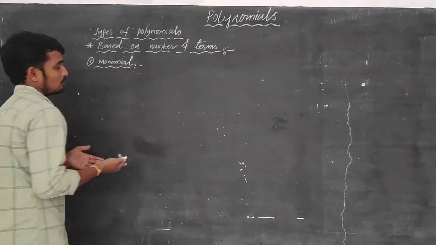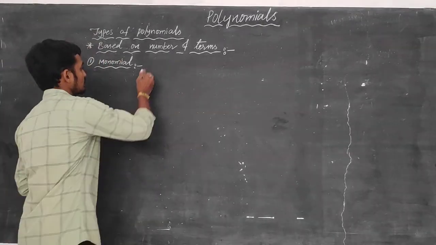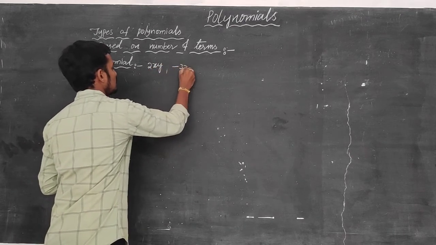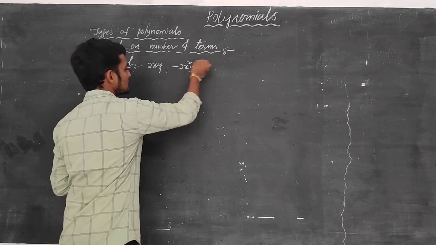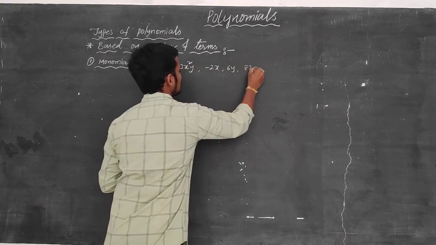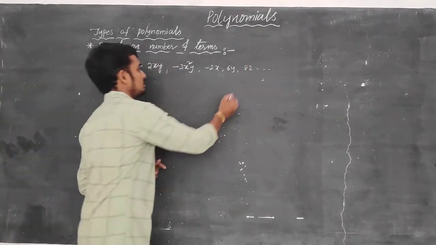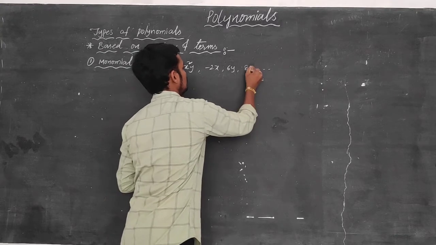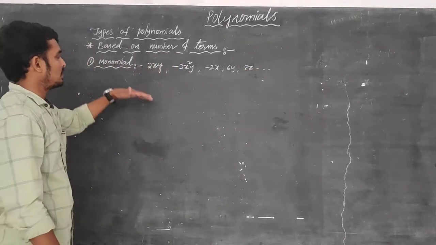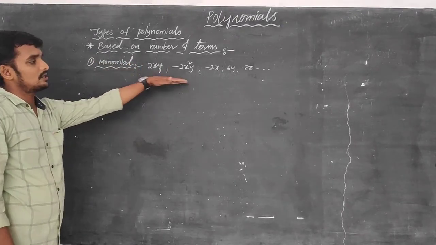Write some examples of monomial. That means a monomial has only one term. For example, 2xy is one term. Minus 3x square y is also one term. Minus 2x, 6y, 8z. These are called monomials. 8z, this is not 82, this is 8z. Write the definition: a polynomial that contains only one term is called a monomial. Write some examples. So these are the monomials.